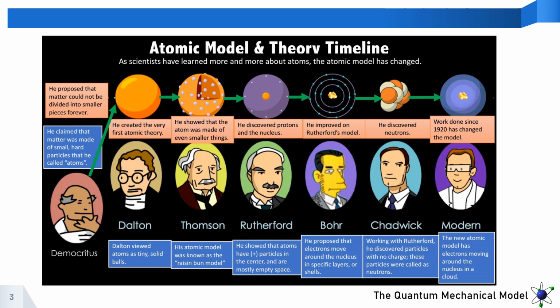After Bohr, we have James Chadwick. Working with Rutherford, he discovered particles with no charge. These are what we call the neutrons. And for the modern one, the new atomic model has electrons moving around the nucleus in a cloud. So work done since 1920 has changed the model.